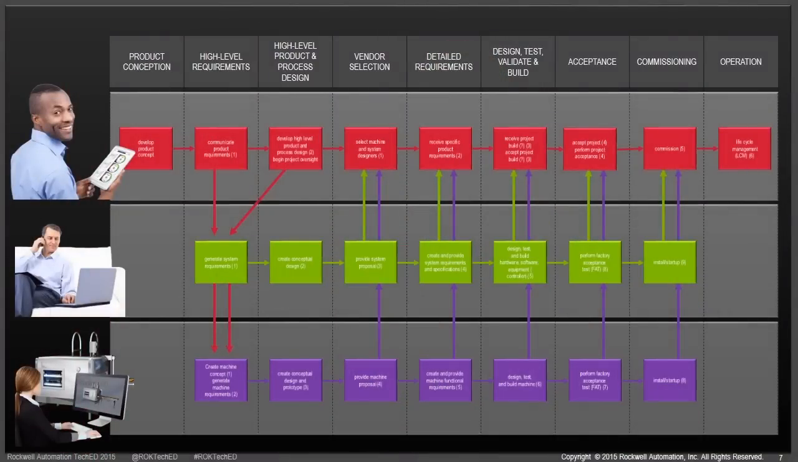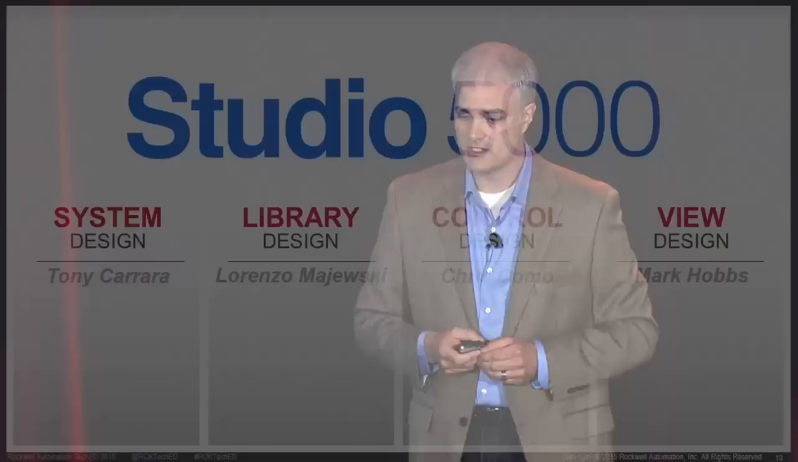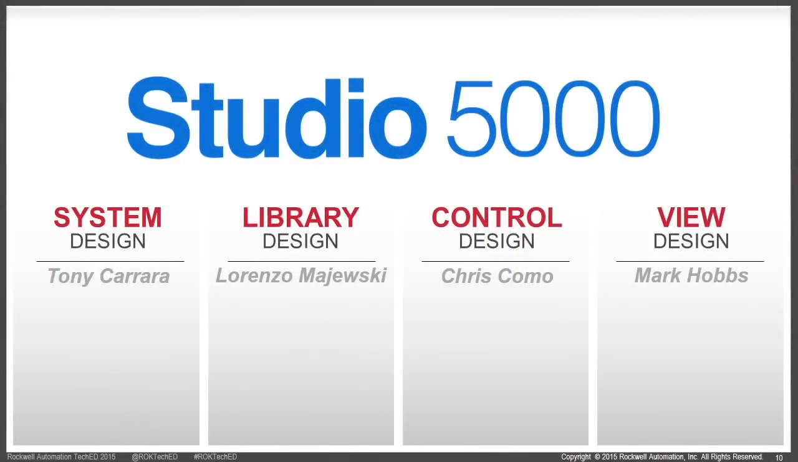You know, those are some pretty common user challenges. In fact, it looks like they impact efficiencies in several areas of the process here. So let's give our users a chance to ask some more specific questions. But first, I'd like to introduce a few core members of the Studio 5000 team. These guys are recognized subject matter experts in their respective areas of focus. And so today we have Tony Carrera for system design, Lorenzo Majewski for library, Chris Como for control design, and finally Mark Hobbs for view design. So without further ado, let's go ahead and hear that first question.